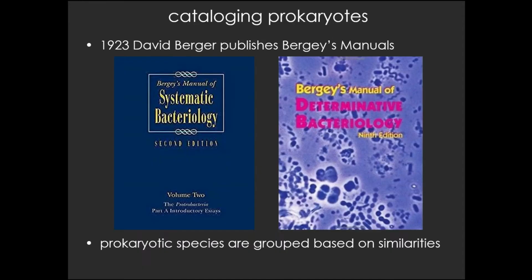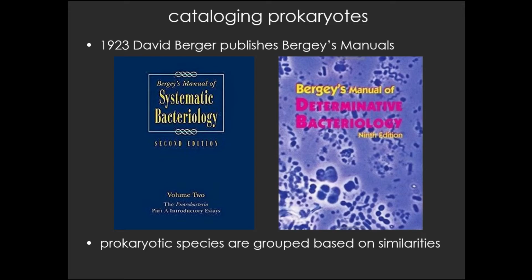Thankfully, though, we do have a place where known prokaryotes have been cataloged for about 100 years, and that is David Bergey's manuals, Bergey's Manuals of Systematic Bacteriology and Determinative Bacteriology. So Bergey's Manual of Systematic Bacteriology is a huge multi-volume set where Bergey set out to just write and categorize every single organism that he could find. Bergey's Manual of Determinative Bacteriology is a single volume work that's used to determine the identification of an unknown bacterium.